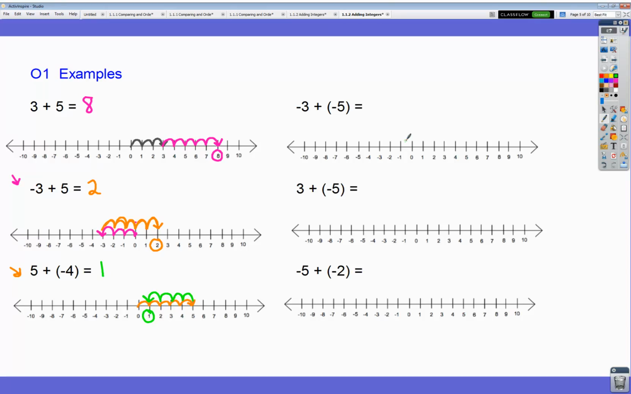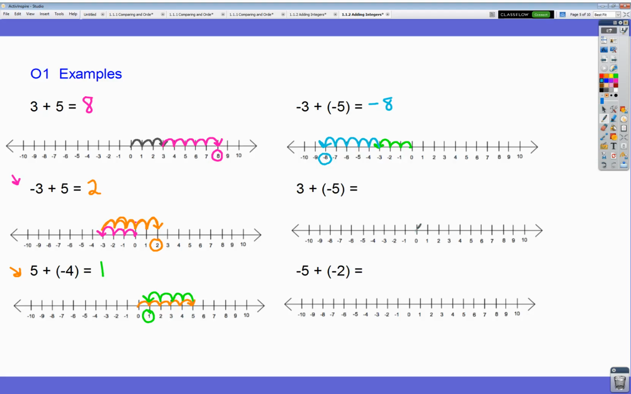Okay, next example, start at 0, move the distance of the first number, so -3, we're going to go 3 units to the left, and now we're going to move the distance of the second number, -5, so we're going to go 5 units, 2, 3, 4, 5 to the left. -3 plus -5 is -8. This is like you owe someone $3. Now you owe them $5 more, so you owe them a total of $8.